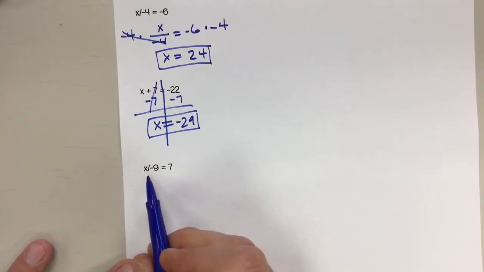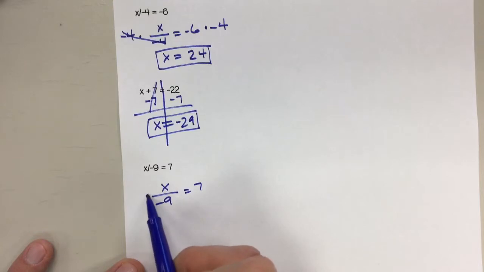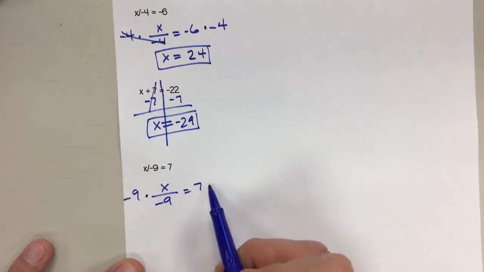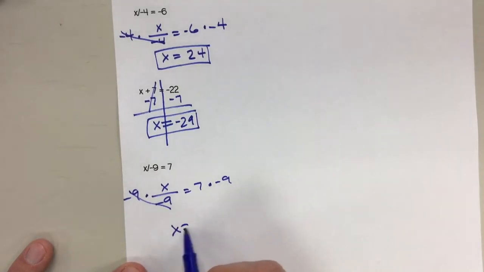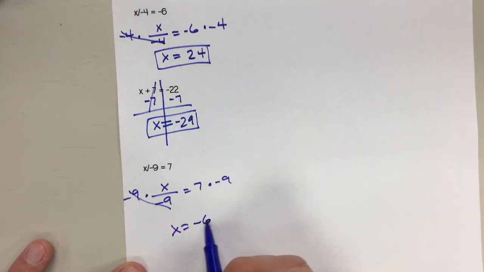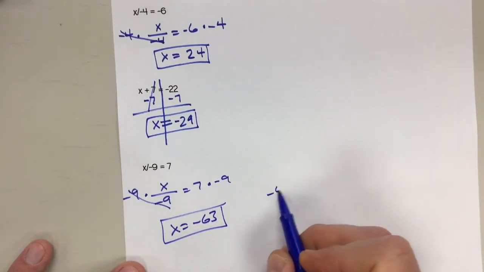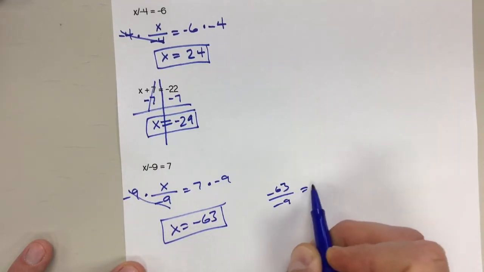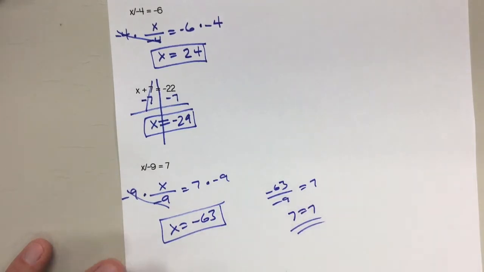This last one is x divided by -9 equals 7. So again, I'd multiply by -9 on both sides. That cancels. And 7 times -9 is -63. Again, I could check it by plugging in -63 for x. And of course, a negative divided by a negative is positive, so I am right.